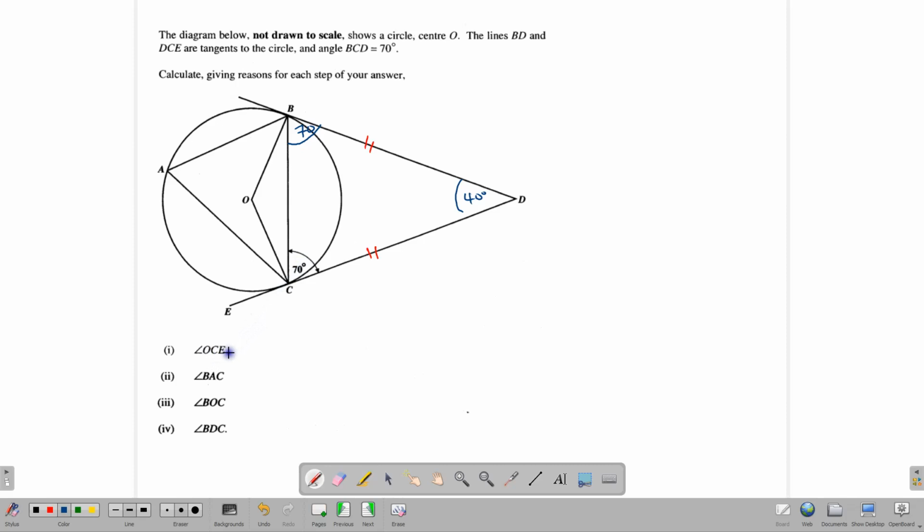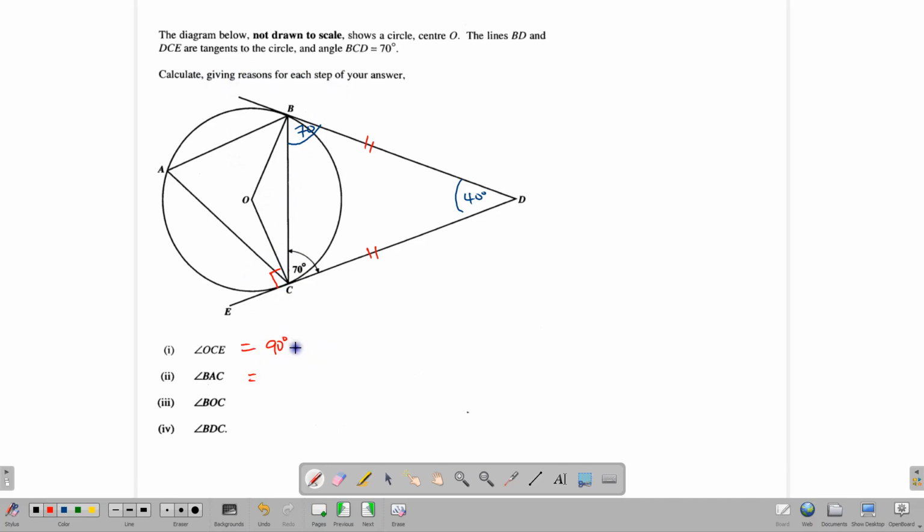So OCE. Notice that OC is a radius, and this line DCE is a tangent. So the radius meets the tangent at the point of contact, which means that it creates a right angle right there. So OCE is a right angle, and the reason is that whenever the tangent touches the radius, you have a right angle at the point of contact. You probably need to write that down as a part of your answer, giving your explanation. Well, it says yes, you're giving reasons for your answer.